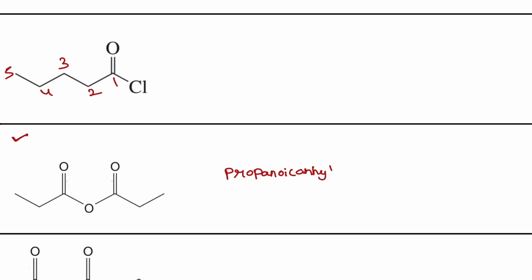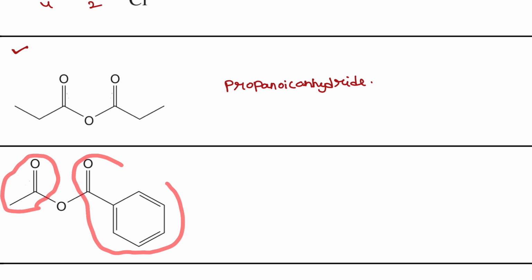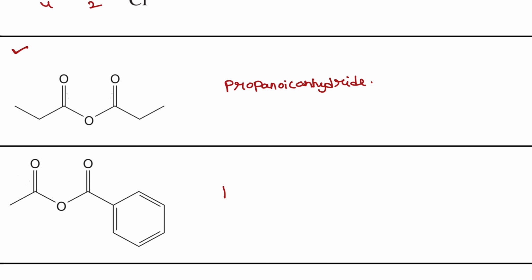anhydride. Now, if you see, this is 2 carbons, therefore it is ethanoic, and this is benzoic acid. This is benzoic, and this is ethanoic. We have to follow alphabetical order. Therefore, the name of this compound is benzoic ethanoic anhydride.